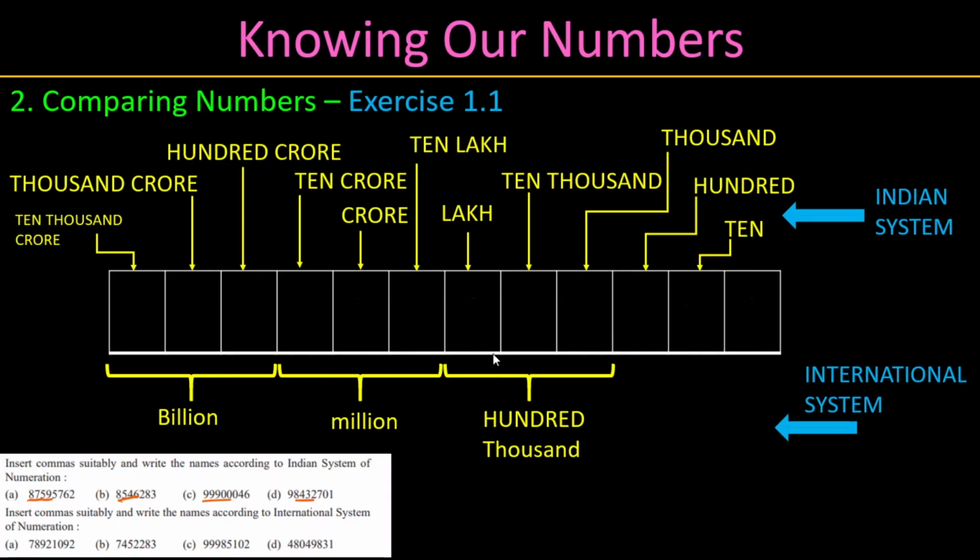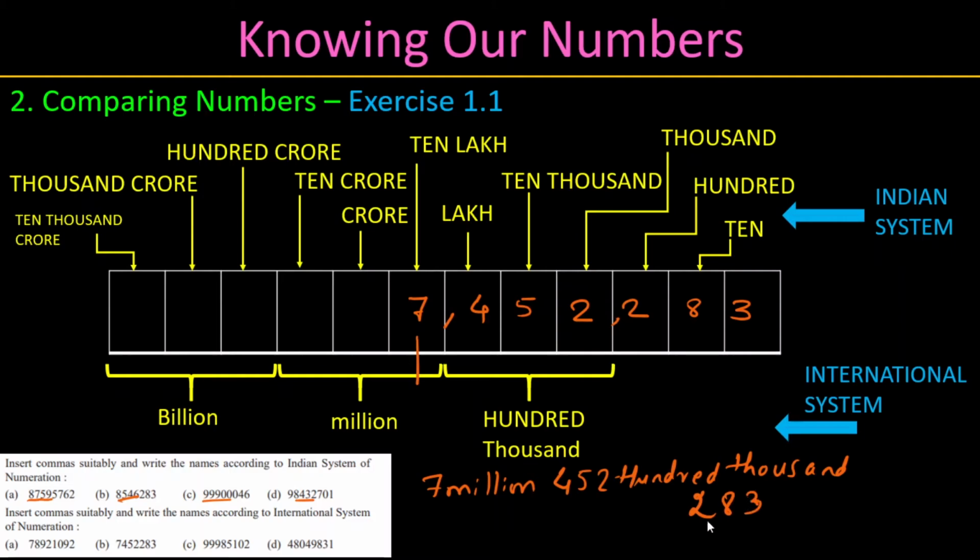Let me put the second one, 3 8 2 2 5 4 7. Let me put a comma after every 3 digits. This is 7 million, okay, 7,452,283. Like this you have to write. This is done. This is also done.